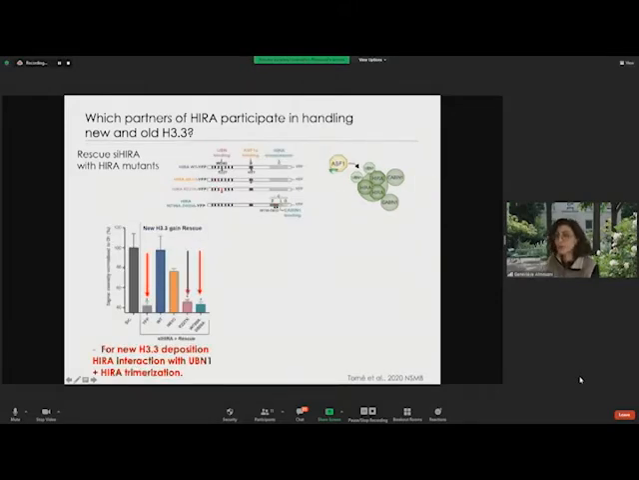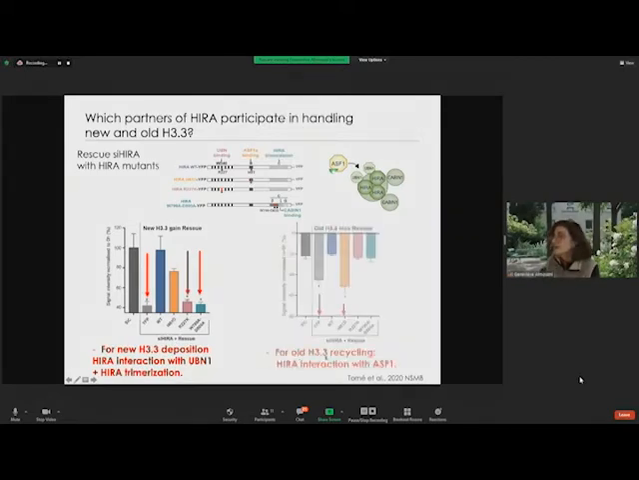Here we looked again at the new deposition, and the rescue for new deposition works beautifully with the factors that can bind to UBN1 and that also trimerize, but not when we have the mutation. Conversely, when we look at old H3.3 recycling, here the interaction of HIRA with ASF1 is absolutely essential, as you can see on this figure.